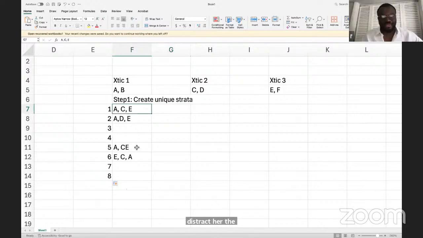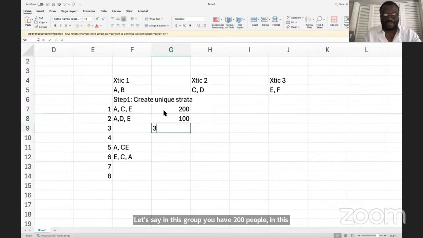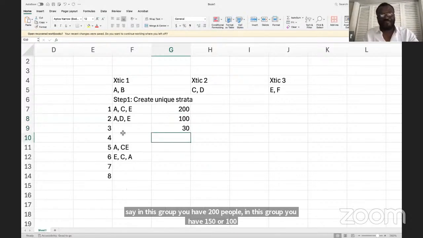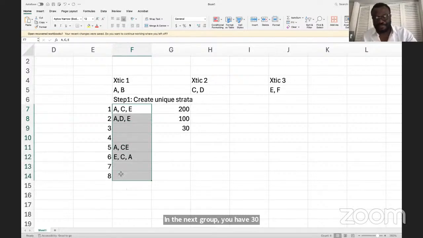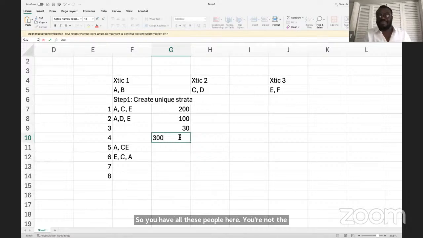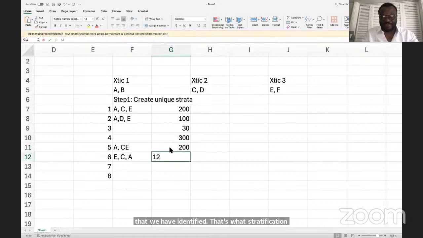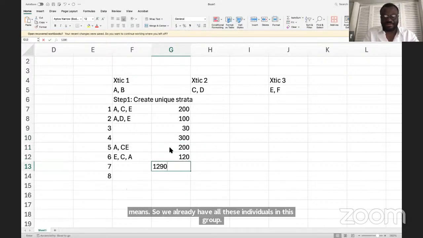No, these groups. Okay, I think there's some confusion here. These 8 groups already contain people. Let's say in this group you have 200 people, in this group you have 150 or 100, in the next group you have 30. Assignment of people into strata is not random. It's based on the characteristics they have, right? You're not the one assigning them into the strata. They're already assigned based on the characteristics that we have identified. That's what stratification means. So we already have all these individuals in this group. So the question is, what's the next step?